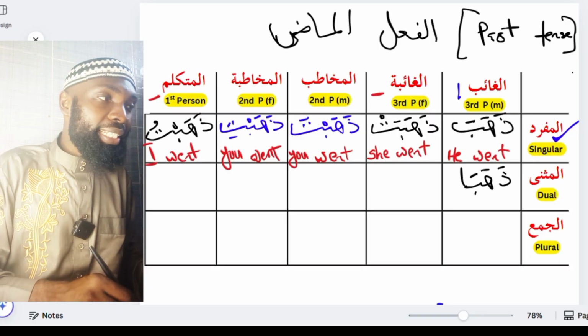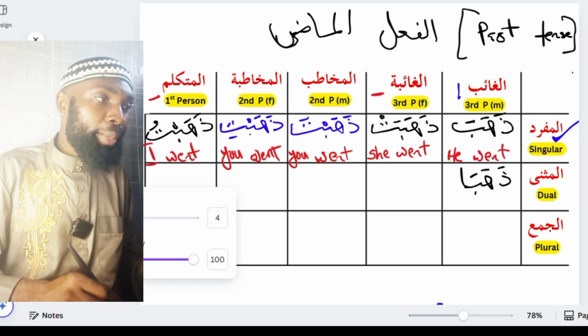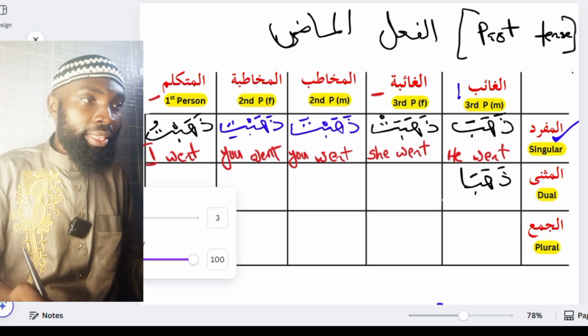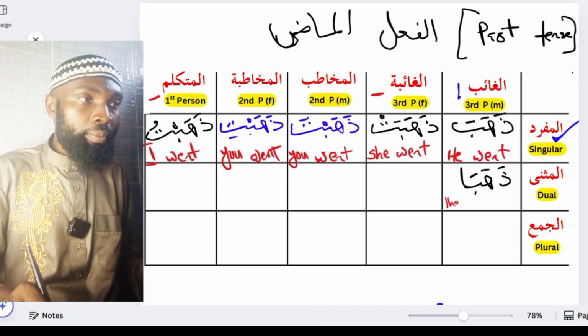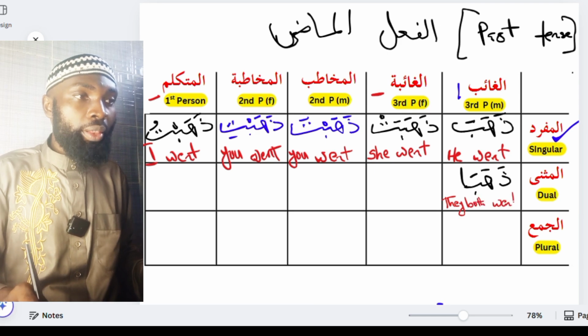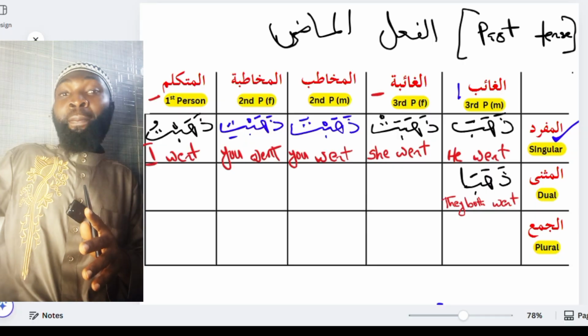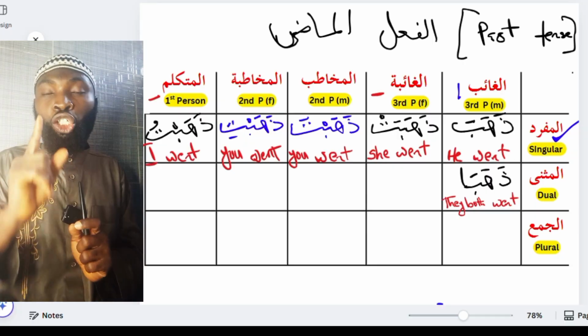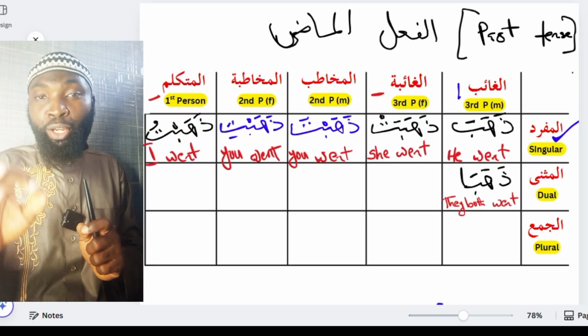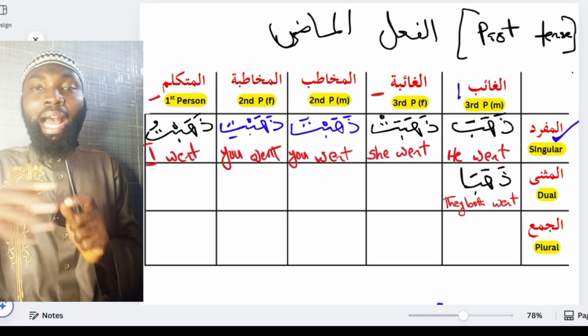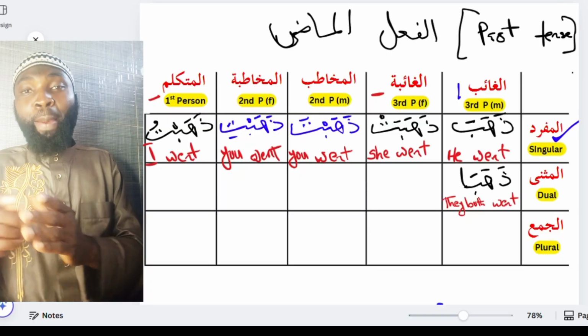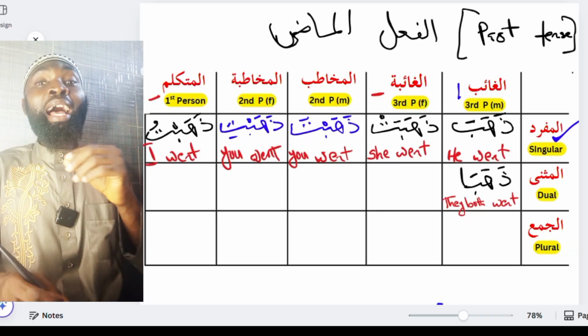So let me try to write it in English language. Let me reduce the pen so it will not be too thick. Let's see. Let's use this. They both went, which means two of them went. So I will say dhahaba, like I can say Aliyun wa Hamidun. Dhahaba, Ali and Hamid went, meaning both of them went.